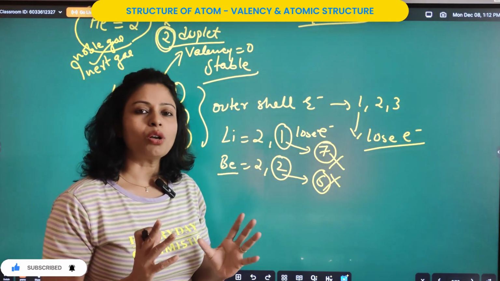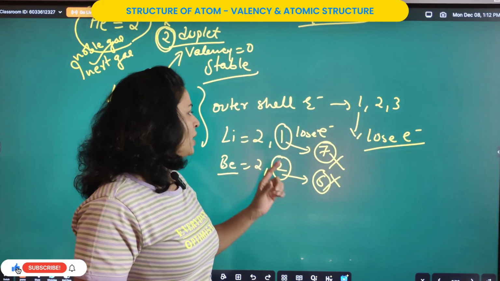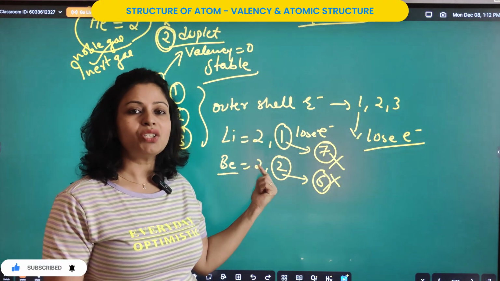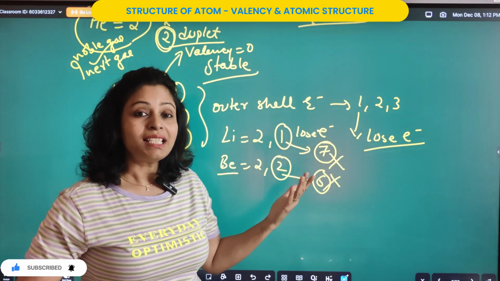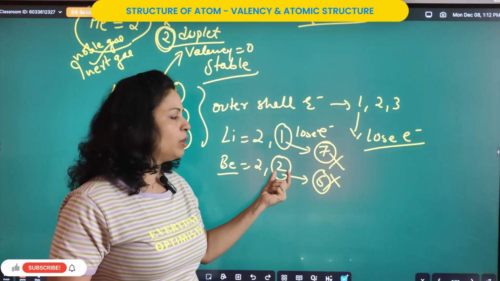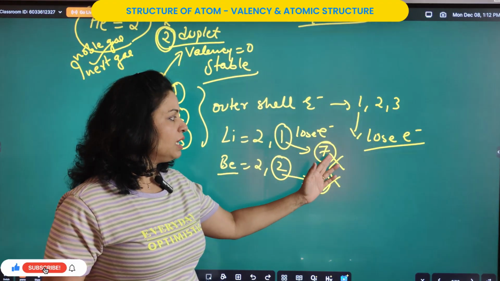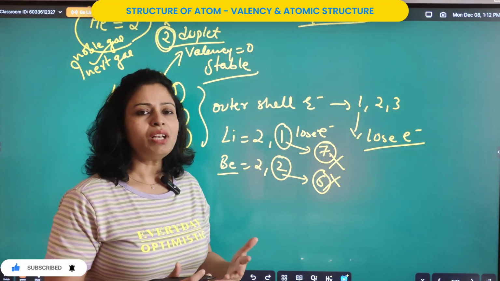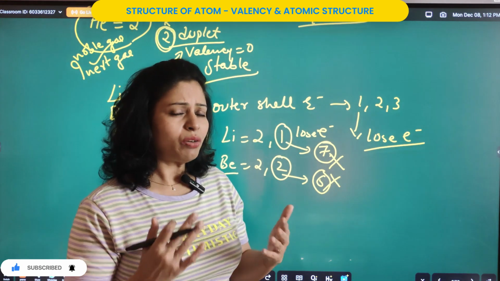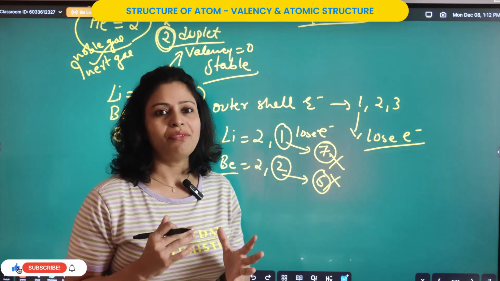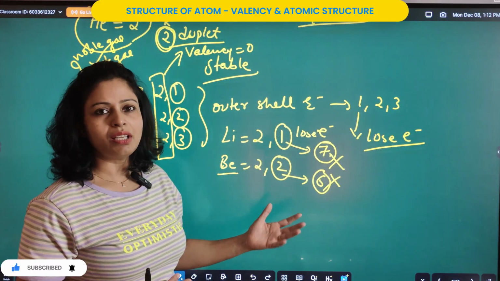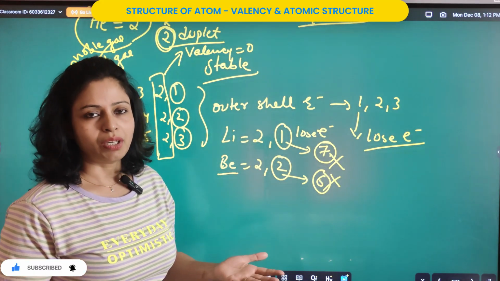So here we have to talk about energy, no? Electronic energy. To lose 1 electron here, and for beryllium to lose 2 electrons, is much easier. Much less energy is required to lose 1 and 2 electrons rather than gaining 7 electrons here, or gaining 6 electrons here. So the atom always tries to have a favorable condition, where they are not losing much energy. Where they are not losing much energy, they will go with that path.